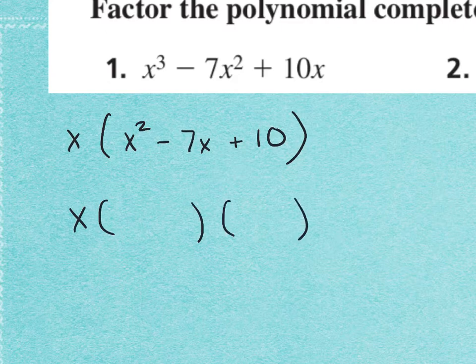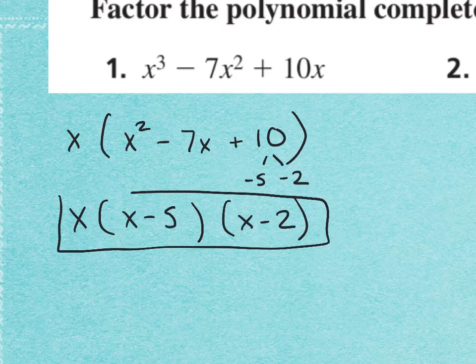Factor. Do we have two factors of 10 that add up to negative 7? Negative 5 and negative 2. Perfect. So what would go into our parentheses? X minus 5 and x minus 2. Then we're done.